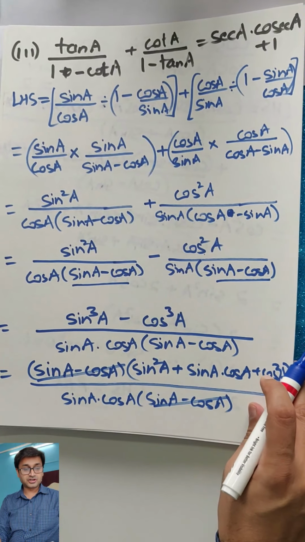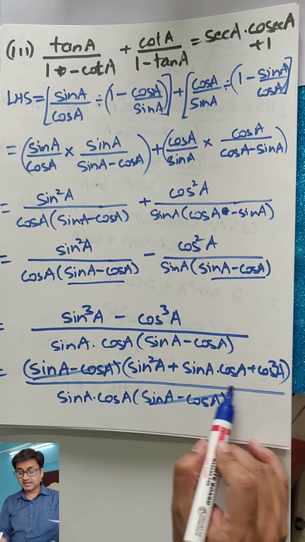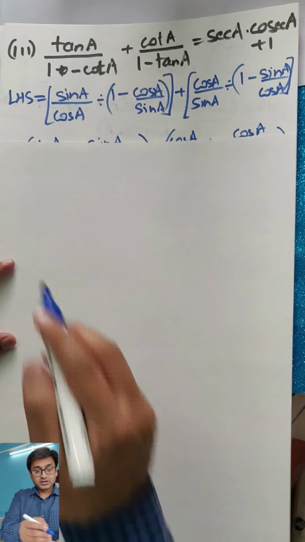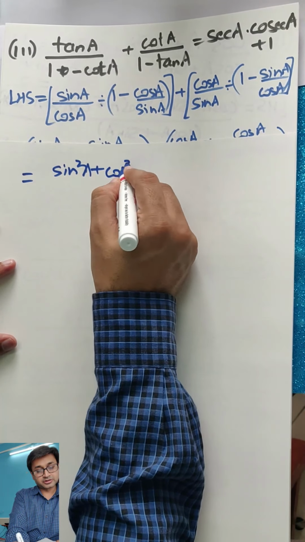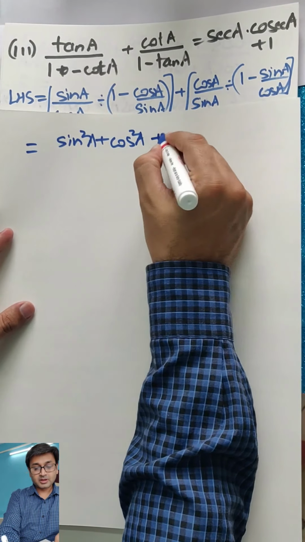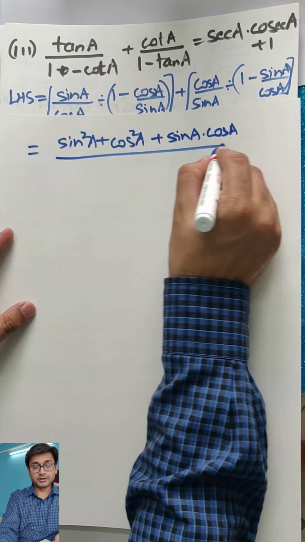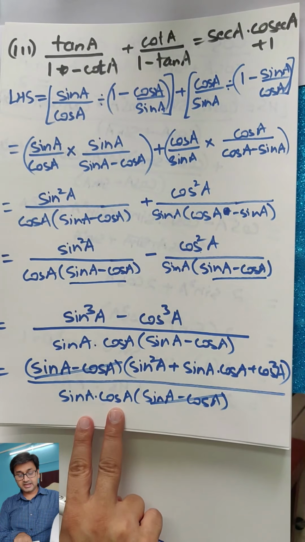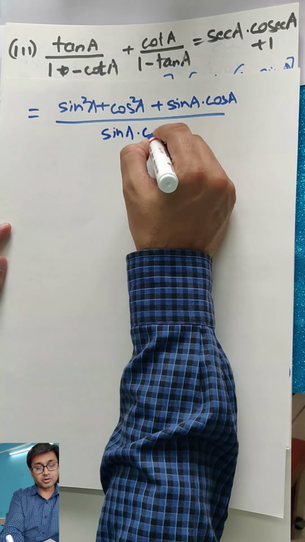Yeah. So I'm taking a fresh sheet in order to move ahead from here. So is equal to, I'm writing sin square plus cos square together. So is equal to (sin square A plus cos square A) together plus sin A cos A, upon sin A into cos A, which is left over here. Sin A into cos A.